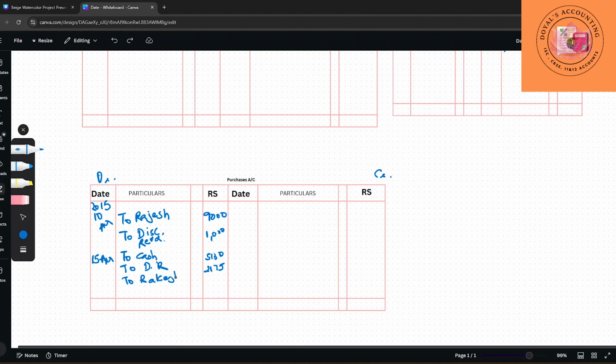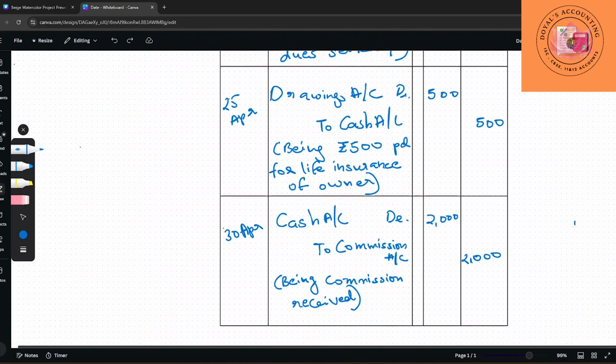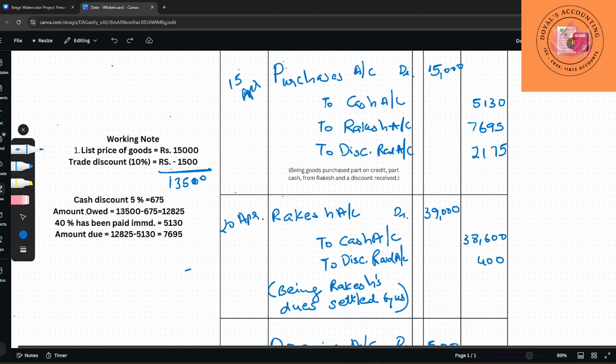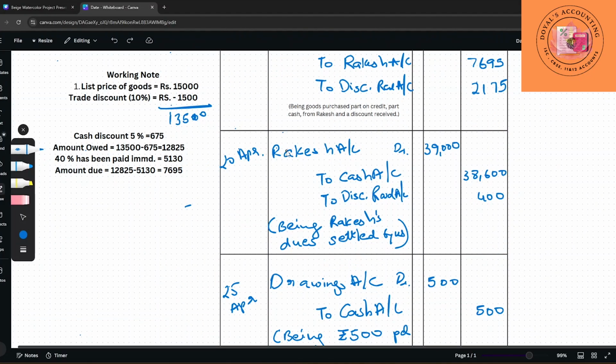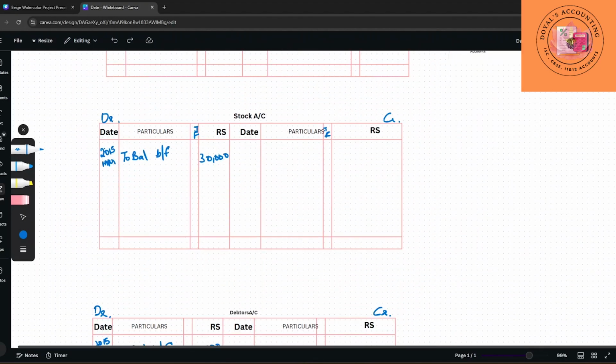Rajesh, who is our creditor. How much do we owe Rajesh? You need to be very particular about the amounts that you enter, okay? Don't make human errors. Okay, this journal entry was Rajesh, sorry, not Rakesh. So you need to be very particular. 7,695. Okay.